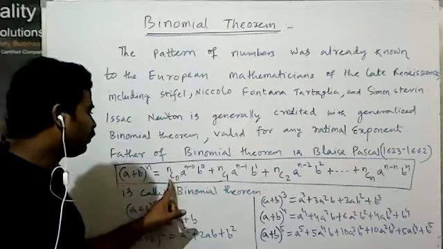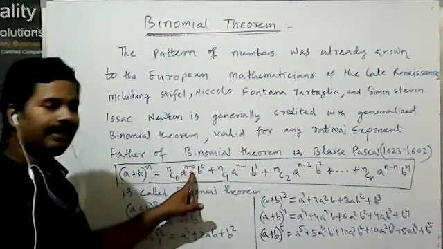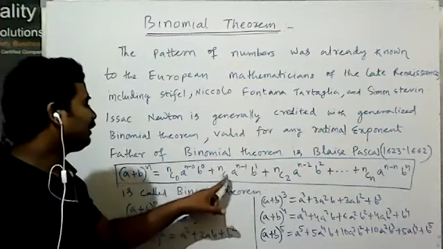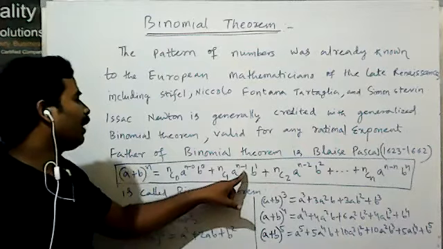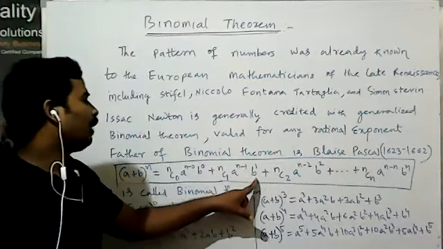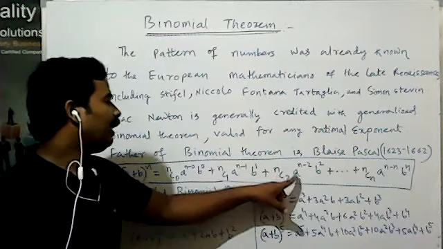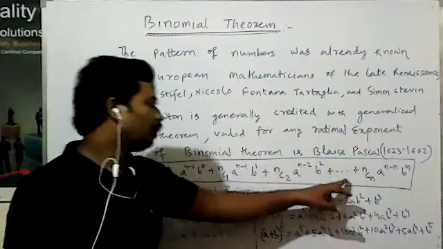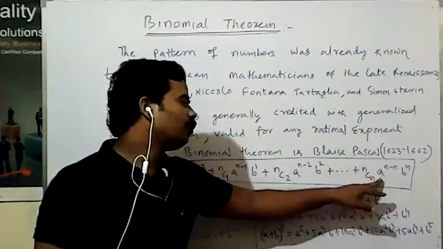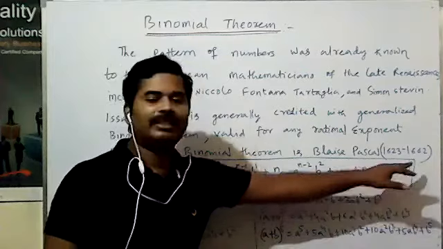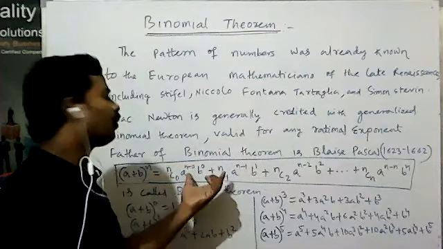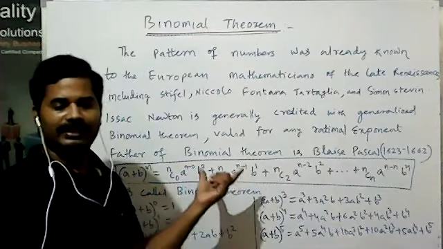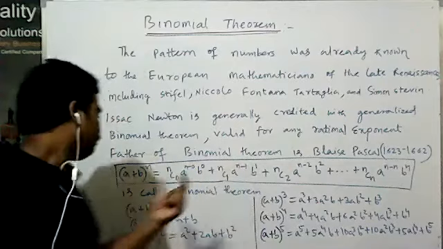So nC0 a to the power n minus 0 b to the power 0, plus nC1 a to the power n minus 1 b to the power 1, plus nC2 a to the power n minus 2 b to the power 2, plus dot dot dot, nCn a to the power n minus n b to the power n. This is called the binomial theorem, described by Pascal.